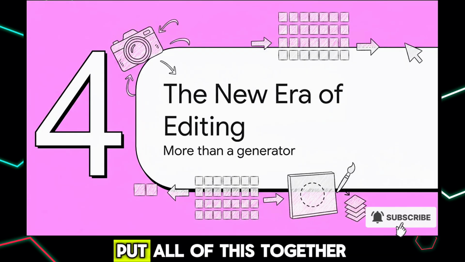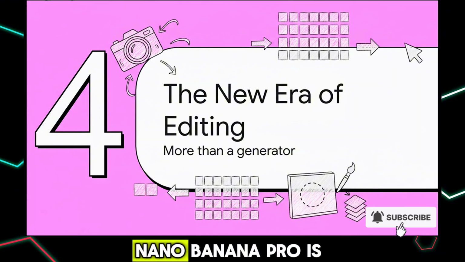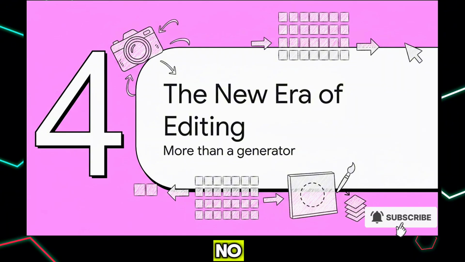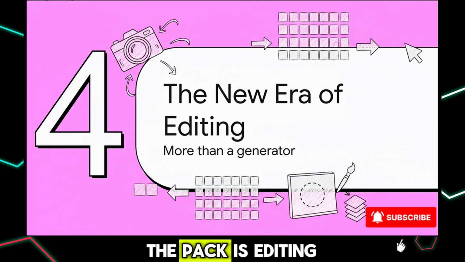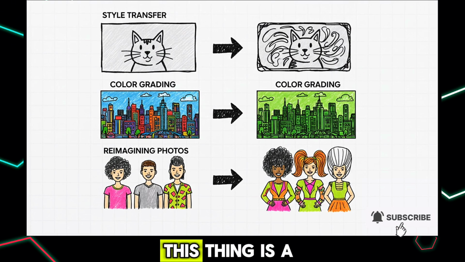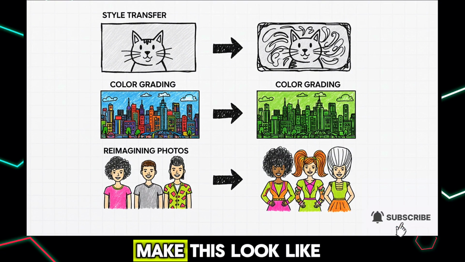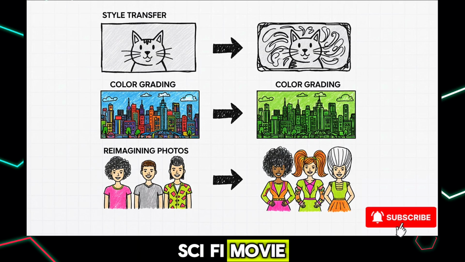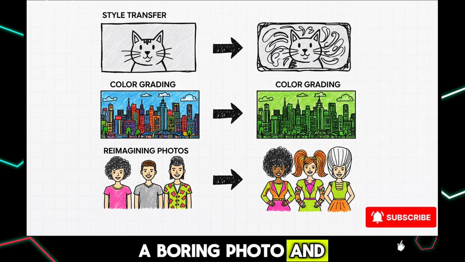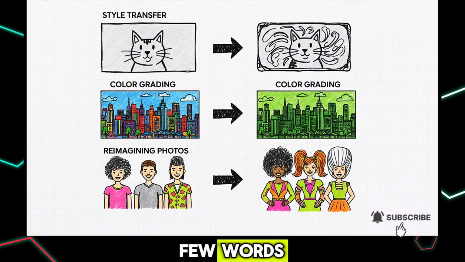Okay, so when you put all of this together, what's the real story here? The takeaway isn't just that Nano Banana Pro is another image generator. No, its true superpower, the thing that sets it completely apart from the pack, is editing. This thing is a master of manipulation. You can take a photo and say, make this look like a watercolor painting, or apply the color grade from my favorite sci-fi movie. You can even take a boring photo and reimagine it as an 80s synth-pop album cover, all with just a few words.